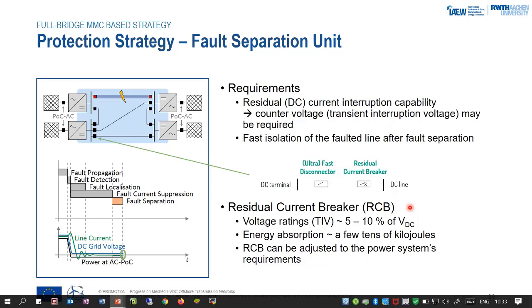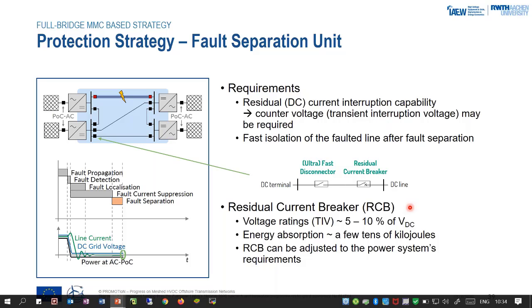So overall, how could the switchgear look like? We propose here to split it into two parts: a residual DC current breaker, or in general a residual current breaker, which might just have to interrupt several hundred amps. This is under low voltages, so for example, with a counter voltage of maybe 5 to 10% of the nominal DC grid voltage rating. And due to the control of the converters before, it can be ensured that this residual current breaker only needs to absorb a few kilojoules of energy during this interruption process. So it just needs to interrupt really the residual current.